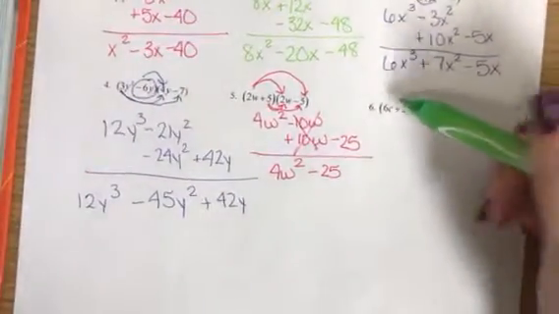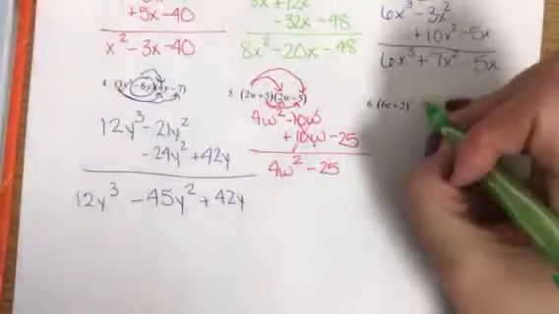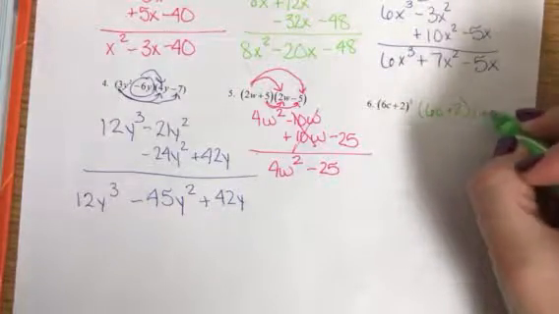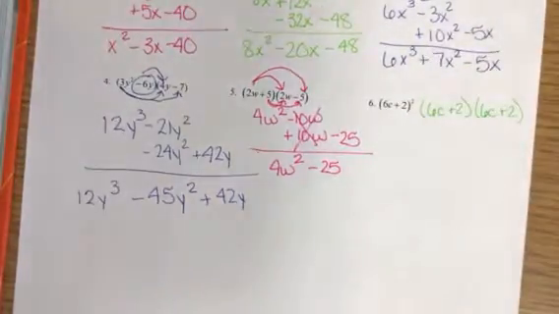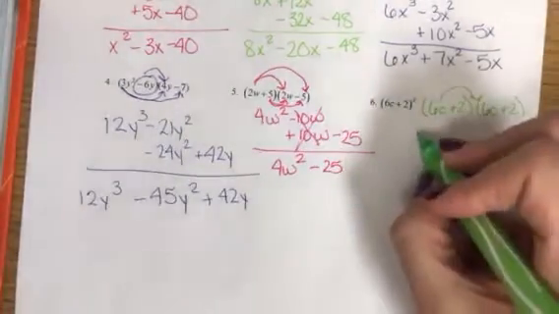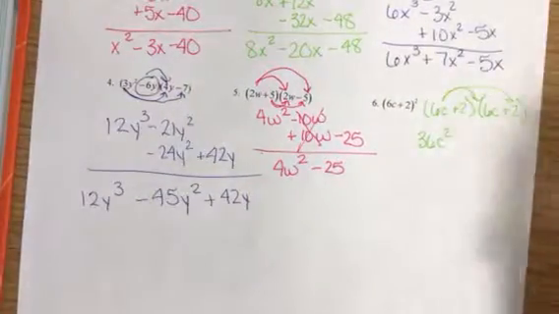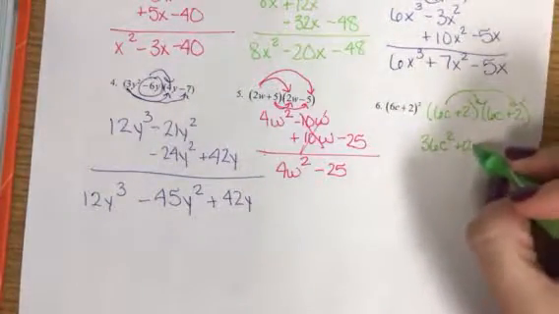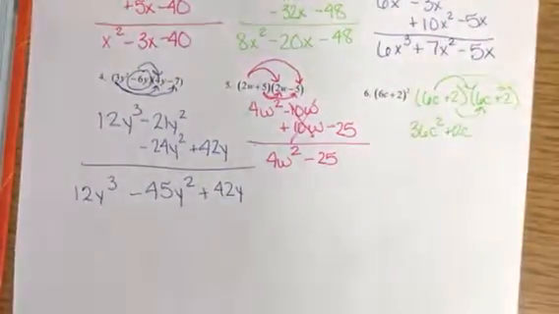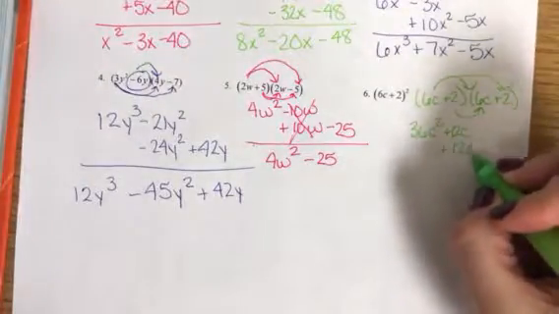Number 6, we have this sort of binomial squared happening here, right? Which told us we needed to write it twice. And then do the same process we have on everything else. So 6c times 6c is going to give us 36c squared. 6c times 2 will give us a positive 12c. 2 times 6c gives us another positive 12c.